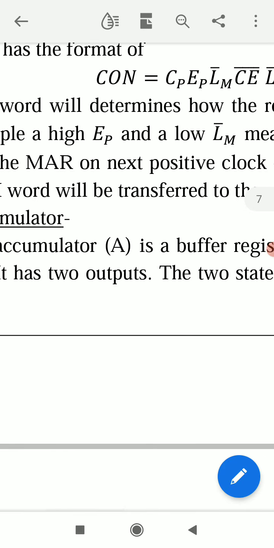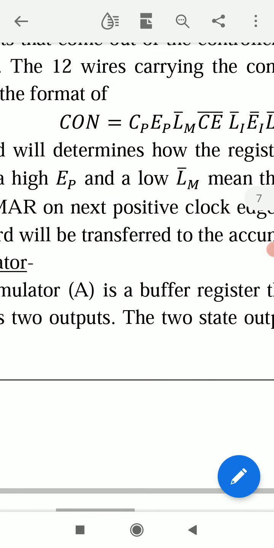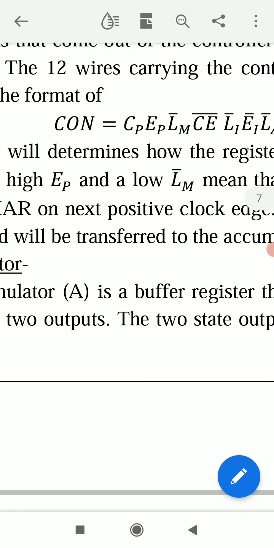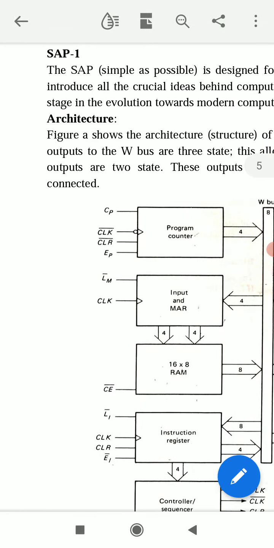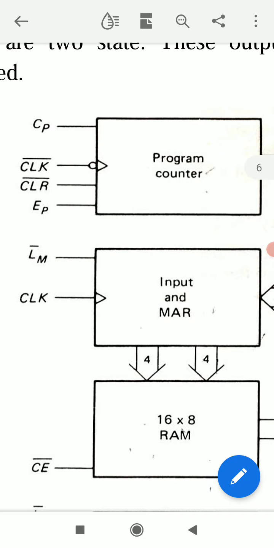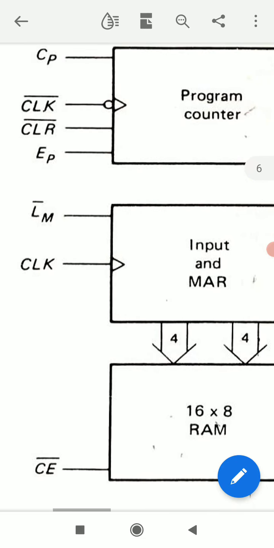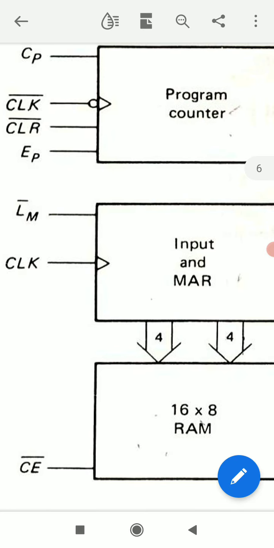High EP and low LM bar. These are the second and third bits, EP and LM bar. EP is active when EP is high and LM bar is active when it is low. So when EP and LM bar both are active, high EP and low LM bar. When EP is high, E means enable, P is for program counter, enable program counter.